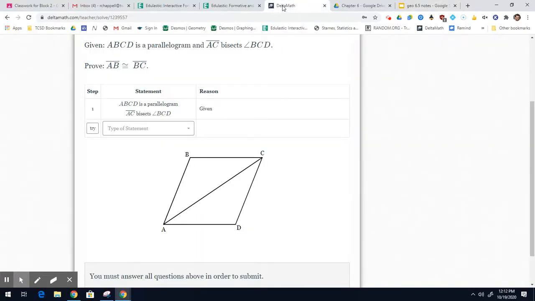Here's the proof I've chosen for us. We're given ABCD is a parallelogram, and that AC bisects angle BCD. We want to prove that AB is congruent to BC. This is the idea of a rhombus: if AB and BC are congruent, then we're going to have a rhombus. So we start with a parallelogram, and we have a diagonal that bisects one of the corner angles. We'll talk about why in a second. We need to prove that AB and BC are congruent.